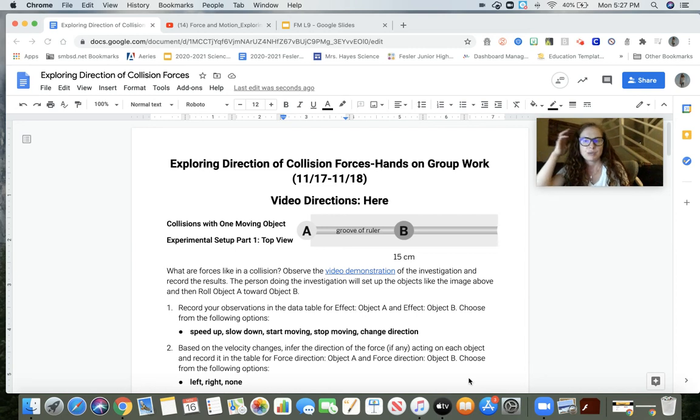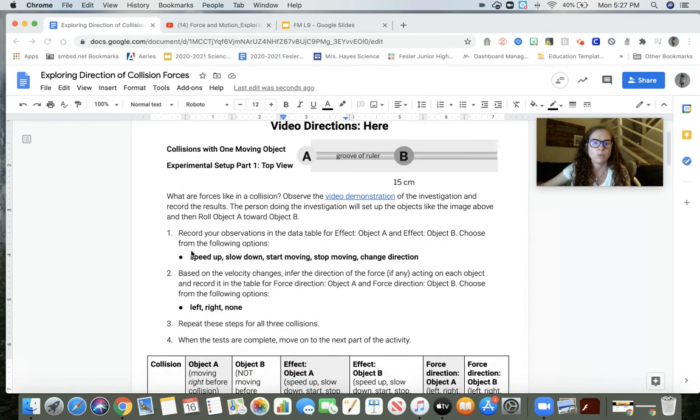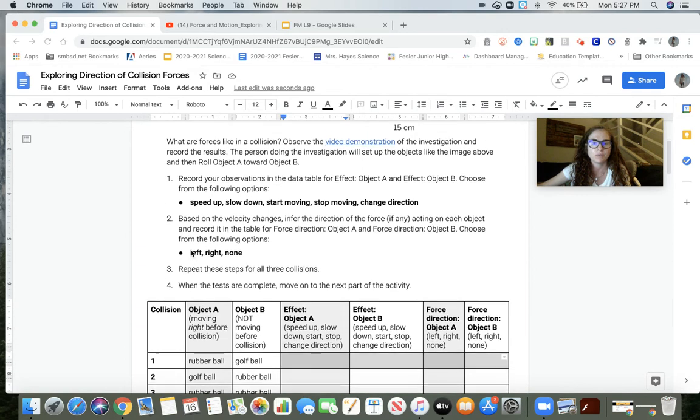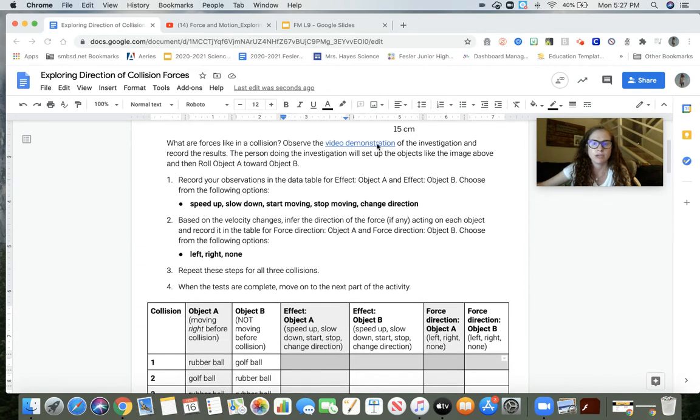All right, Falcon. So these are the video directions for exploring direction of collision forces. This is part one video. And so we are looking at what forces are like in a collision. We're going to watch this demo video of an investigation and record the results.